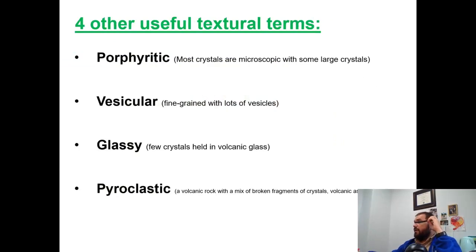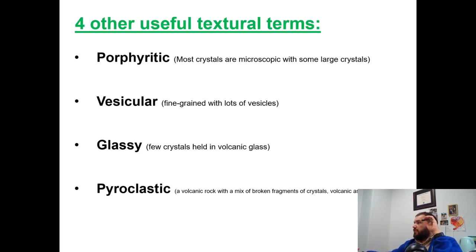Okay. So anyway, those are the main textural terms you should know: aphanitic, phaneritic. What's an example of a common plutonic rock? There's a lot of things you could put. Granite is one of them, but also gabbro, diorite. We're going to talk about those in a little bit.